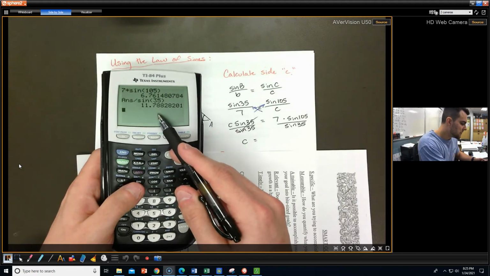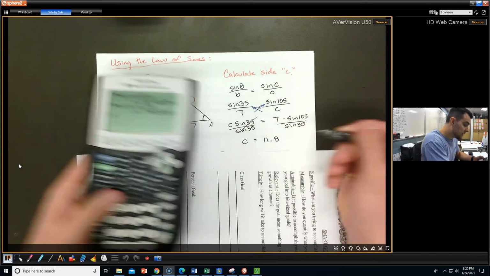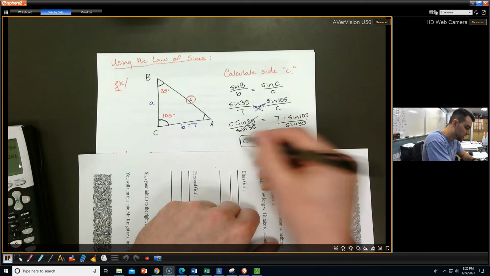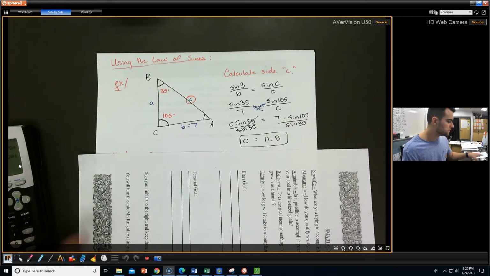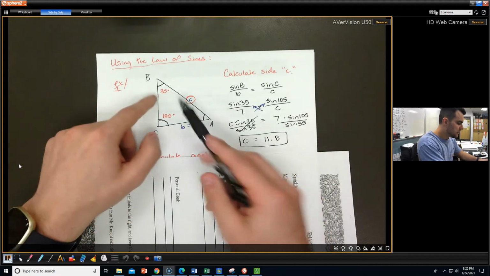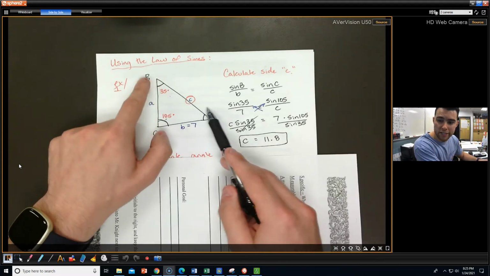We end up getting 11.78. We'll round it off to 11.8. 11.8 what? I don't care, okay? We're not going to be working with units on these. I just need to know that you can do this. All right, so that is side length C. And does that answer make sense? It does. Pretty much bigger angles correspond with longer side lengths.